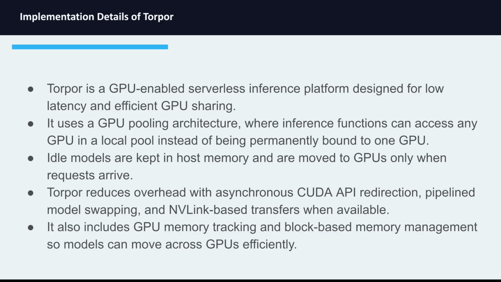So the key implementation idea is that Torpor avoids the normal serverless approach of keeping each model permanently attached to one GPU. Instead, it keeps idle models in cheaper host memory and only loads them into a GPU when a request actually comes in. So to make that practical, the system uses GPU pooling, fast API redirection, pipeline swapping, and efficient memory management.